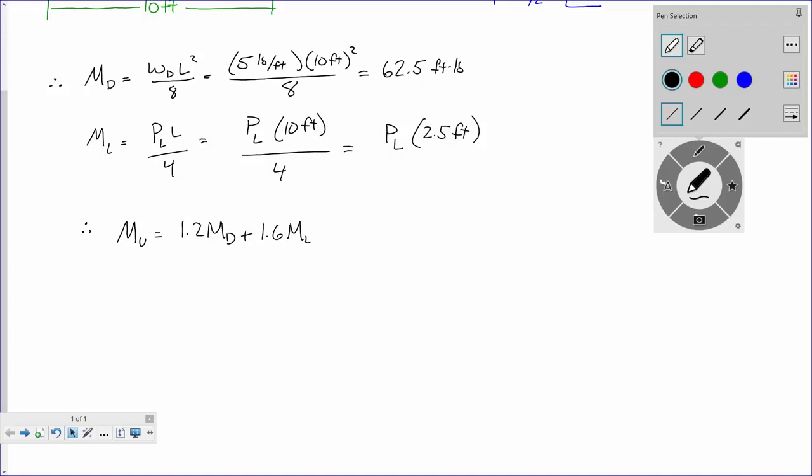fair statement? All right. So 1.2 dead plus 1.6 live, that is 1.2 times 62.5 foot-pounds plus 1.6 P_L times 2.5 feet. So M_u is 1.2 times 62.5, like what is that? What's that?